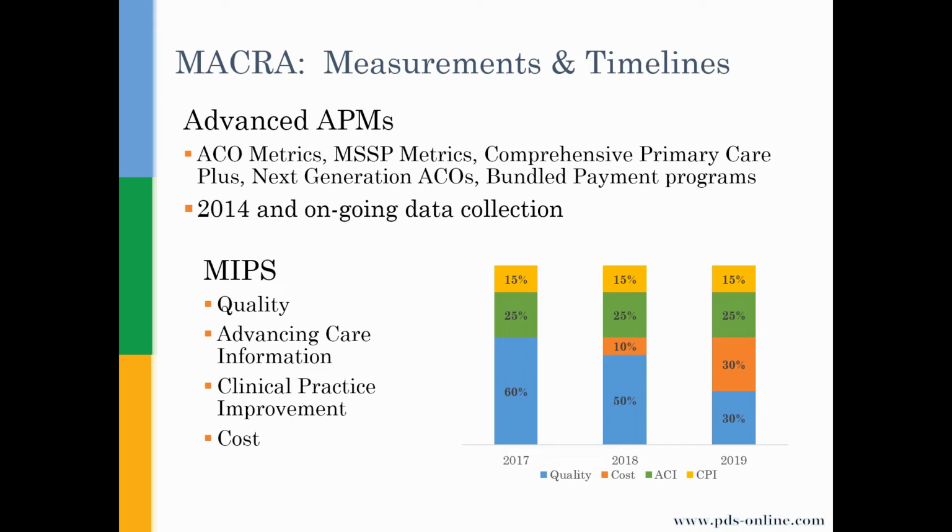There are two types of ways to participate in the MACRA program. If you are already involved in an advanced APM through an ACO, through the MSSP program, through the Comprehensive Primary Care Plus program, any of those arrangements are qualified as advanced APMs, and you're already collecting much of this data and reporting it. For those who have not, typically smaller practices, academic groups who've not yet gotten started with MSSP or ACOs, there is the MIPS program.